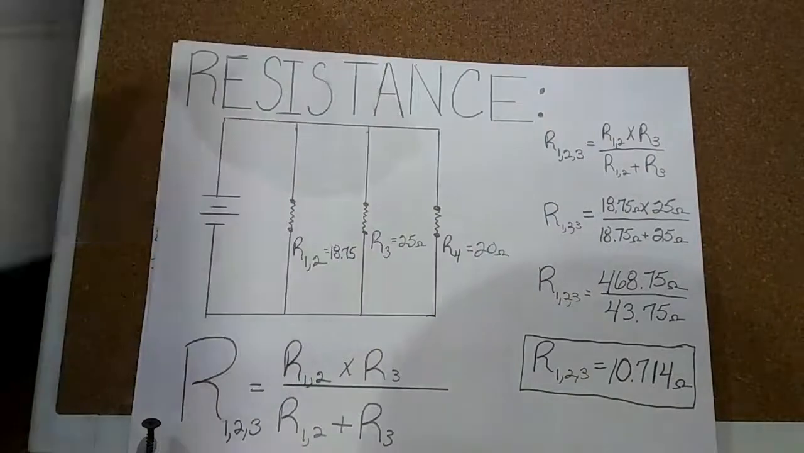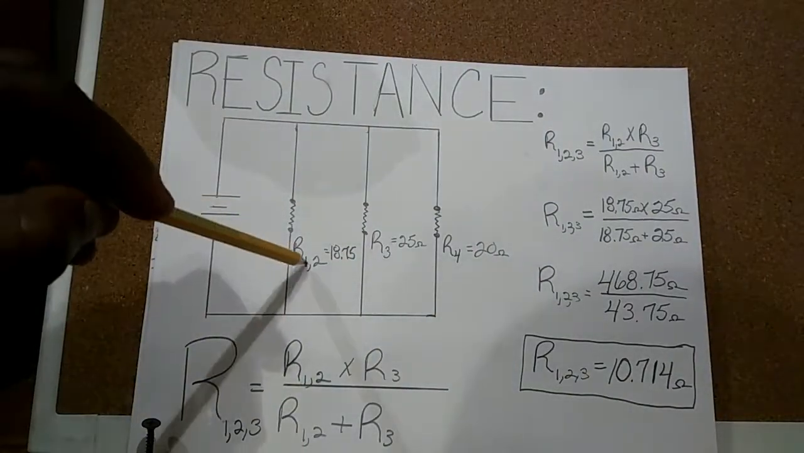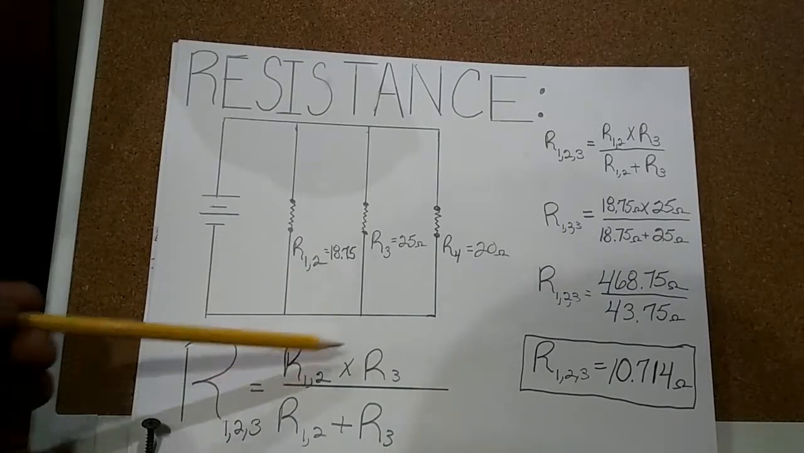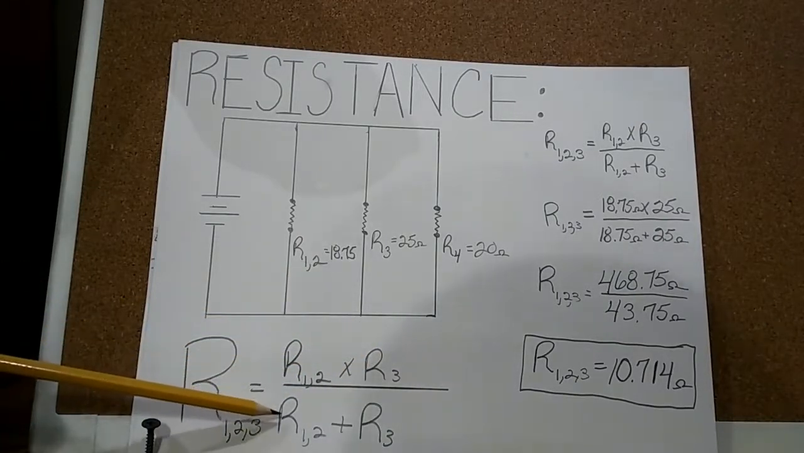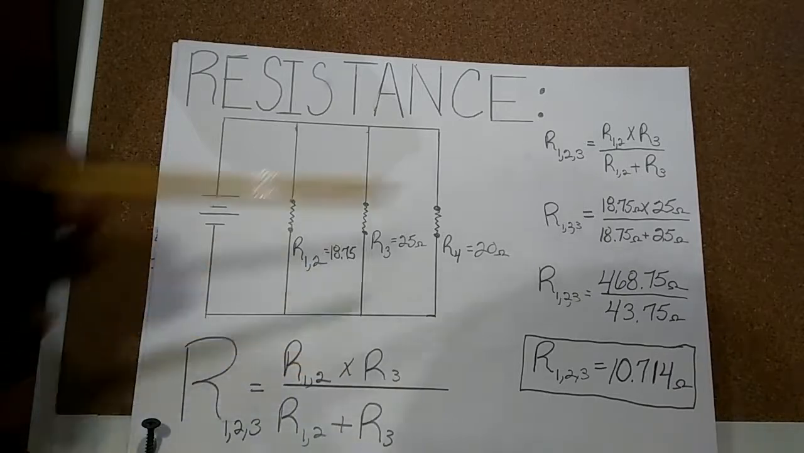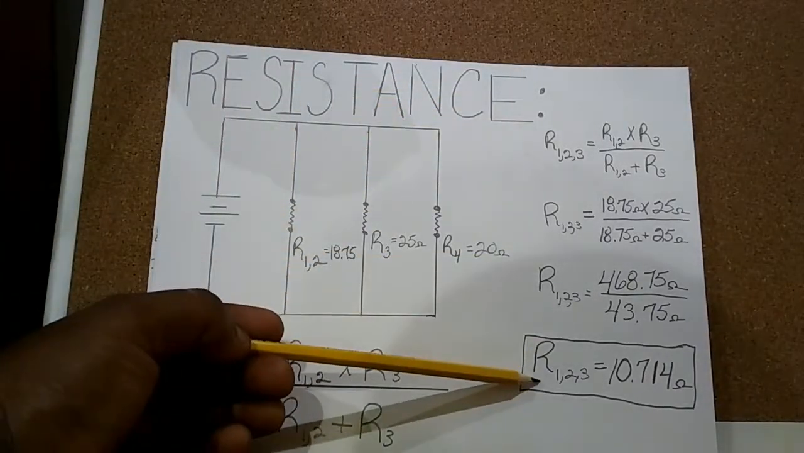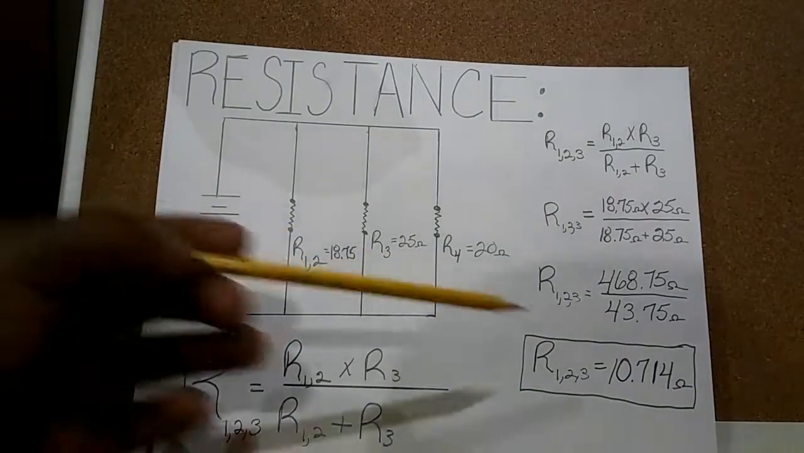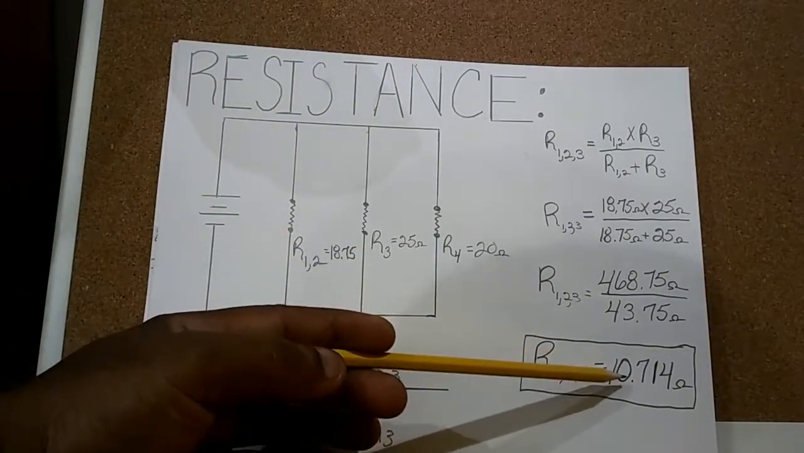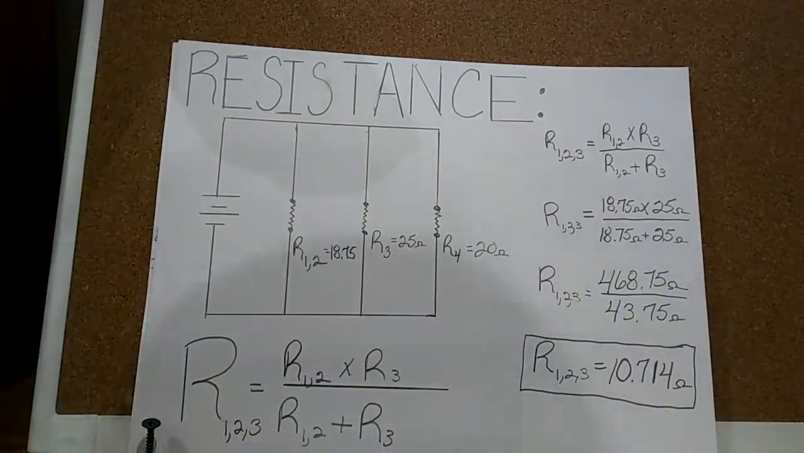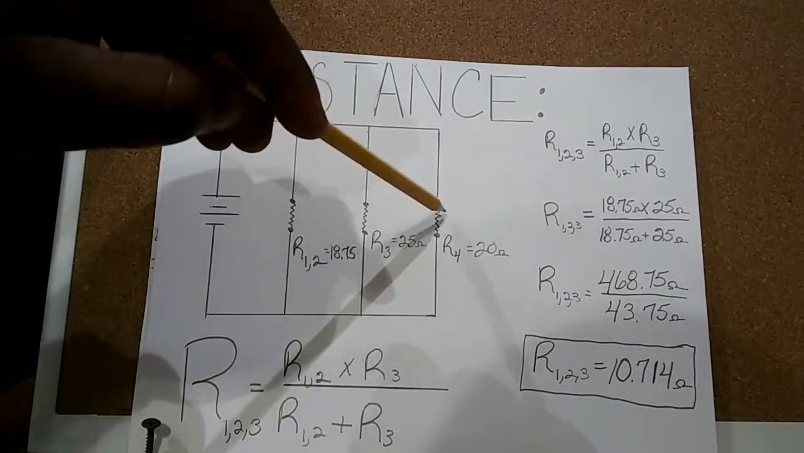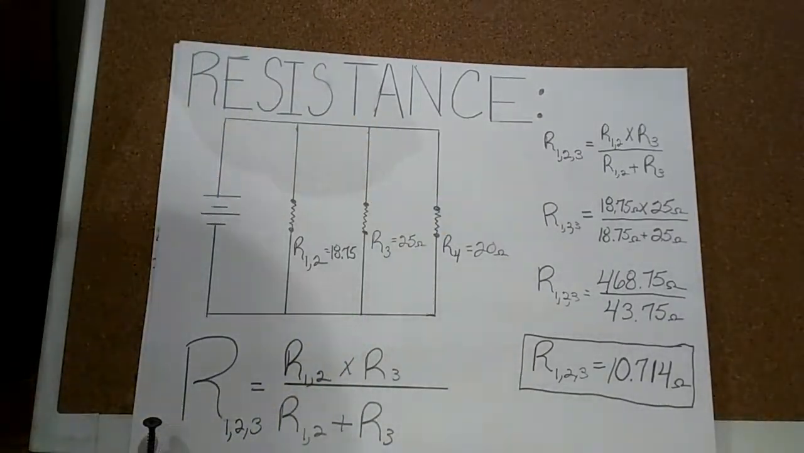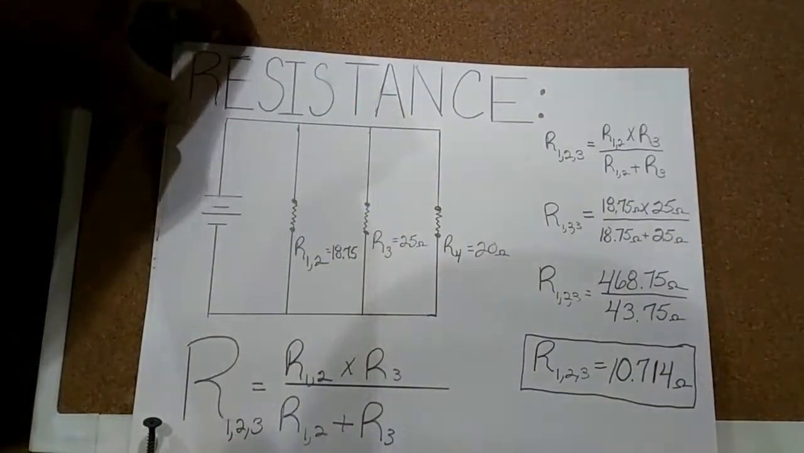Let's take a look. All right, so we've combined R sub 1 and 2, and it's 18.75. So now we say R sub 1, 2 times R sub 3, over R sub 1, 2 plus R sub 3. You do the math, and you come up with R sub 1, 2, 3. So you've combined 3 resistors, and you've come up with 10.714 ohms.